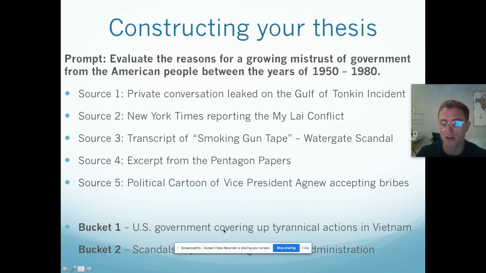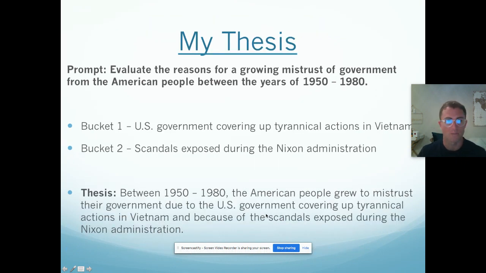Bucket one, the US government trying to cover up tyrannical actions in Vietnam. And you can do the Gulf of Tonkin incident, you can do the My Lai conflict, Pentagon Papers you could put in there, and then scandals from the Nixon administration down at the bottom. And of course, that would be source three and source five. So now how do we construct the thesis? Well, of course, with these buckets here, I simply need to plug these buckets into the prompt.